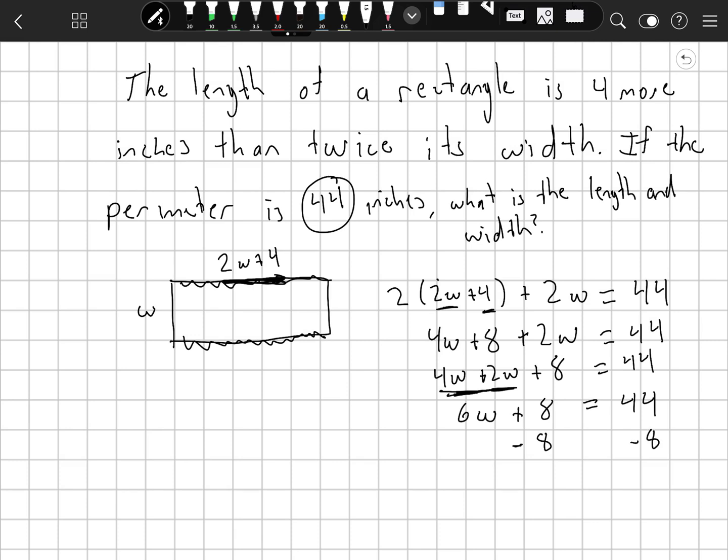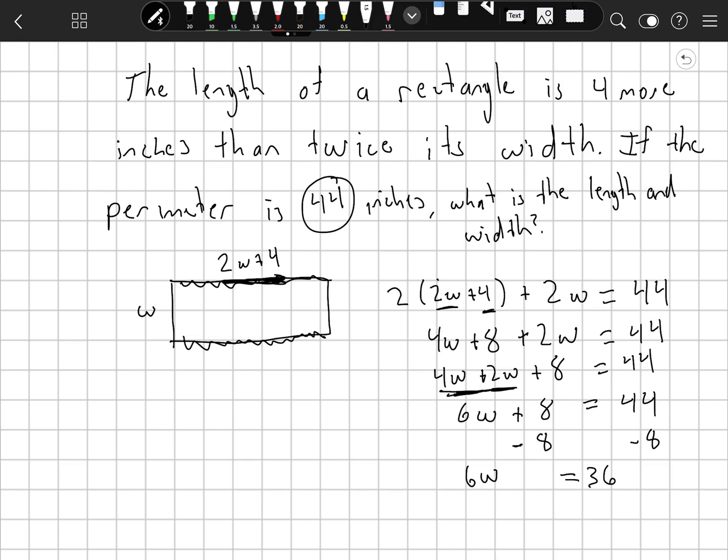That's a property of equality, the subtraction property of equality. You can subtract the same thing from both sides, and it stays equivalent or equal. So now we have 6w plus 8 minus 8, that's just 0, and that's the additive identity property there. I'm sorry, the additive inverse property. When you add the opposite to a number, you get 0. And 44 minus 8 is 36.